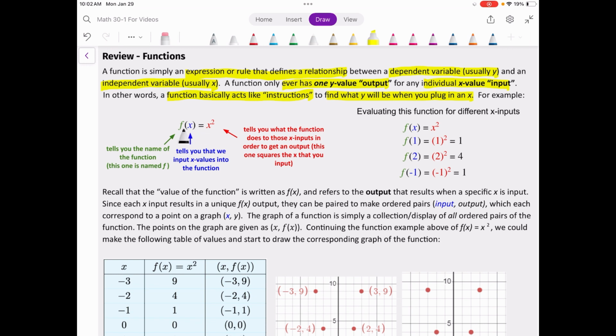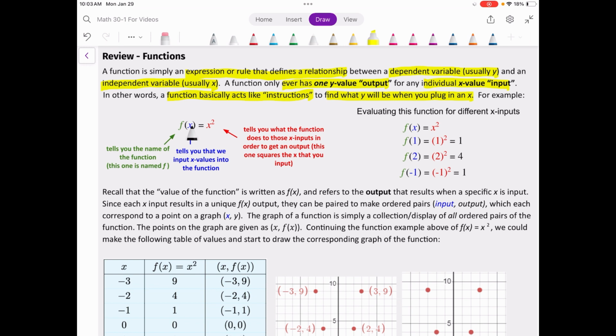Let's break this down a bit. This f of x, be careful, is not saying f times x. It's saying f of x, a function of x. This is just telling you the name of the function. You could see different letters here. f is the most common, but it could be g of x, h of x, k of x, whatever. We sometimes have more than one function going on, so we give them names so we understand which function we're talking about. So this is f of x.